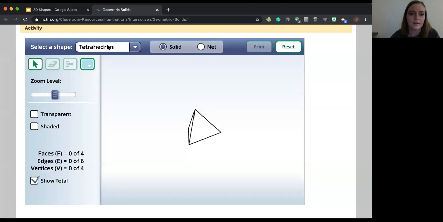All right, let's take a look at another one. Wow, this one's fancy. We don't need to know the name of this shape in grade 3, but there are lots of faces here. There are 8 faces, there are 12 edges, and 6 vertices. I can send you this if you want to play around.